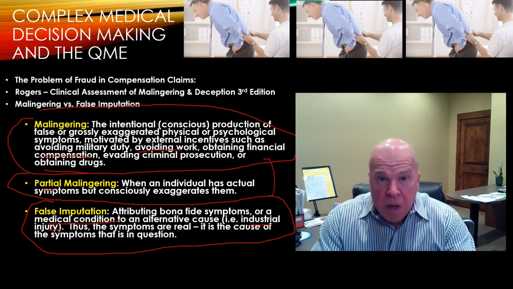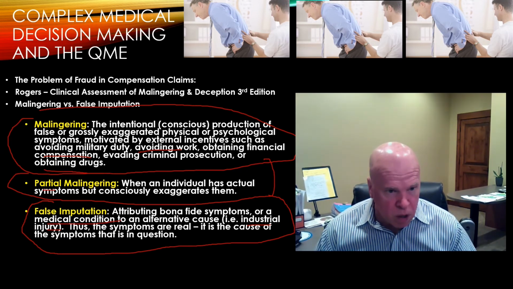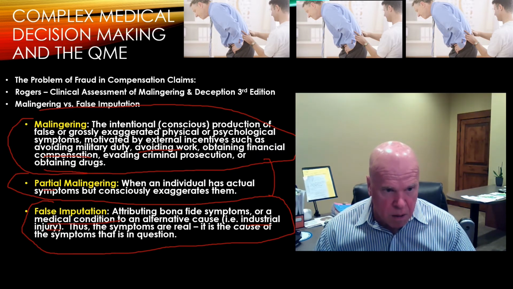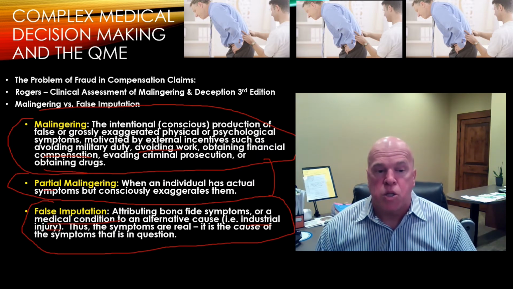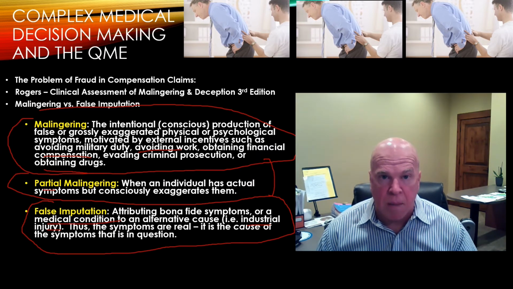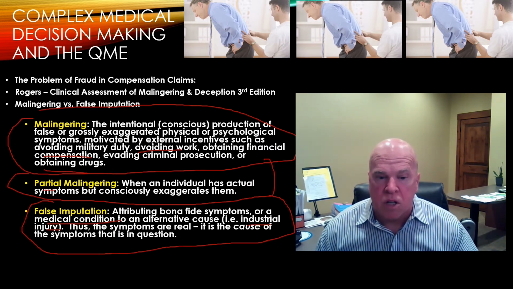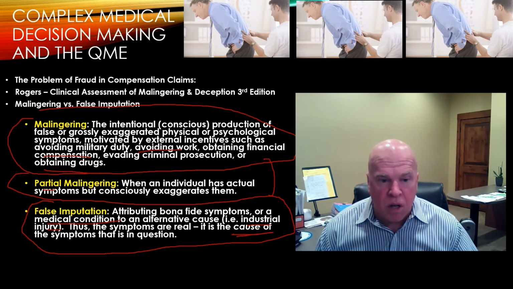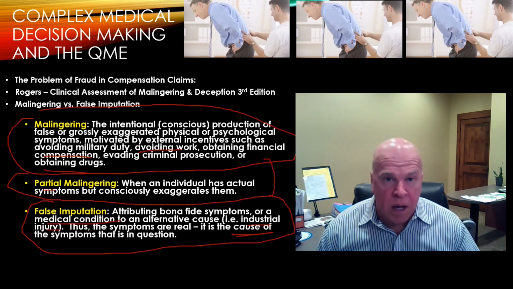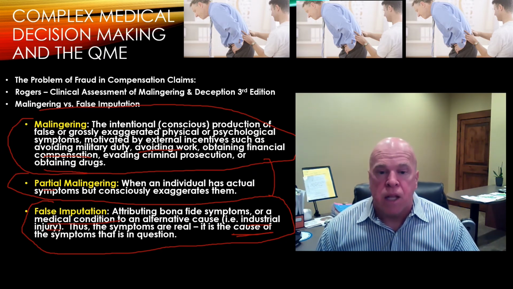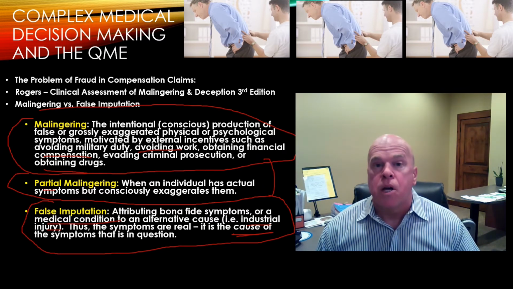So it's my experience that in the California workers' compensation system, much more than malingering, you're going to see cases of partial malingering and specifically false imputation where the examinee actually has bona fide symptoms. But it's the cause of the symptoms, the cause of the medical condition that we are charged as qualified medical evaluators with determining. And claims administrators know that claimants are likely to have bona fide symptoms.